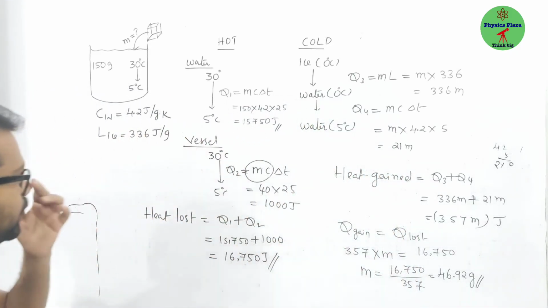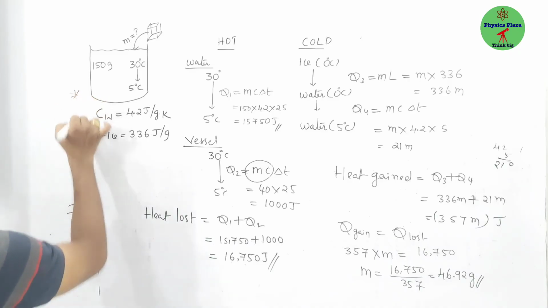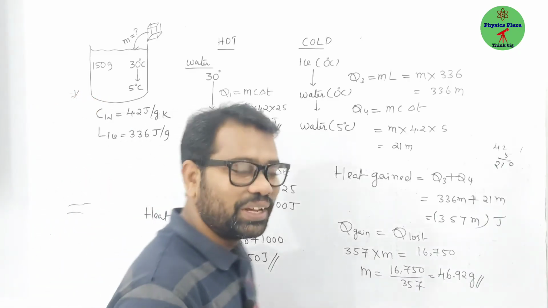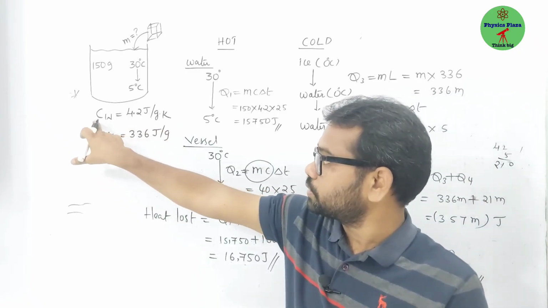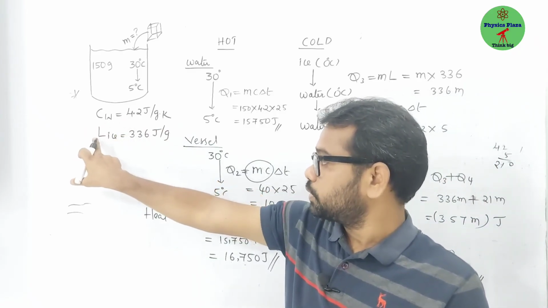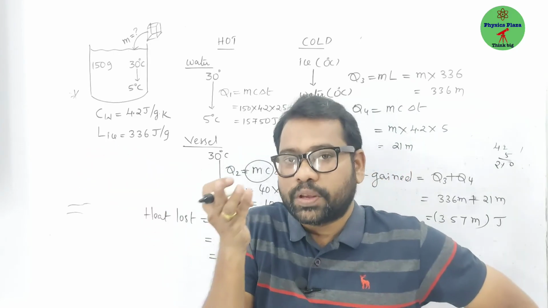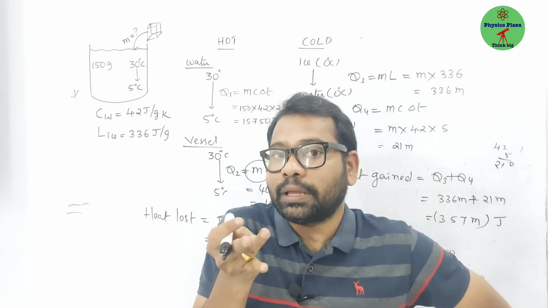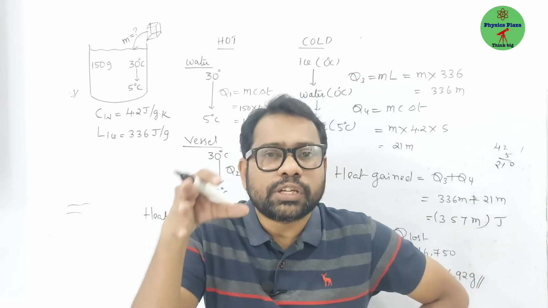Now, is it copied, children? 3, 2, 1. Children, now look here. This numerical, I am not going to do it. Can you try this? Here only the specific capacity of water is given, and the specific latent heat of fusion of ice is given. But neither the specific capacity of the vessel nor the thermal capacity of the vessel is given, which means what? Indirectly, they are asking us to neglect it.